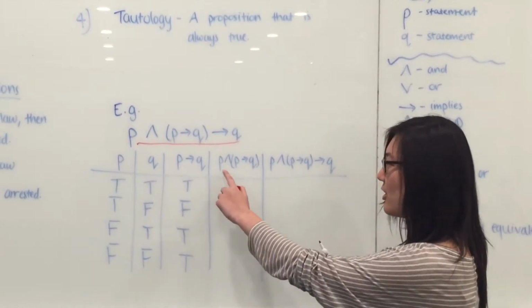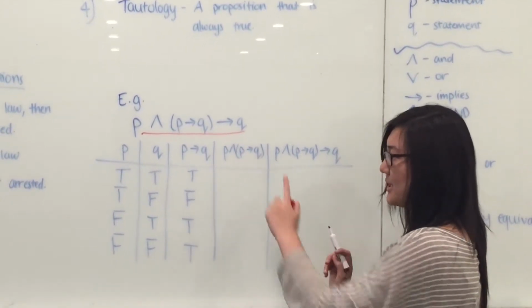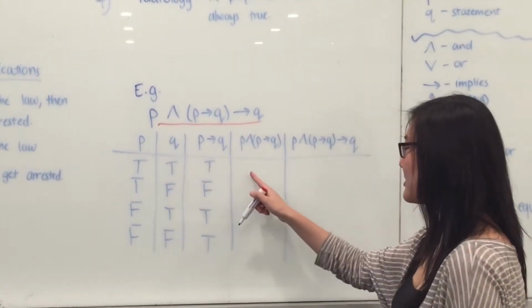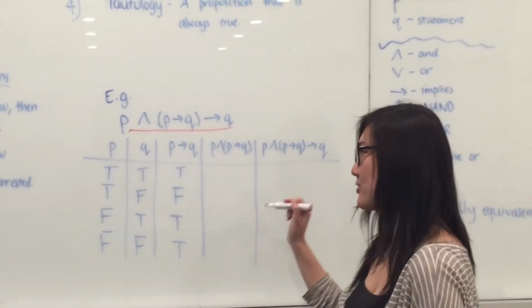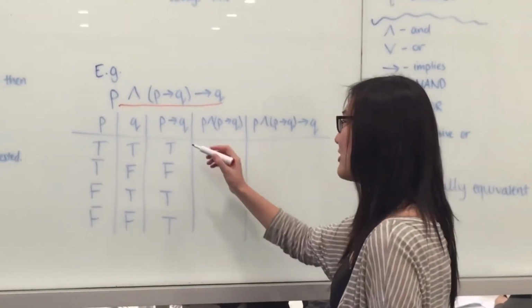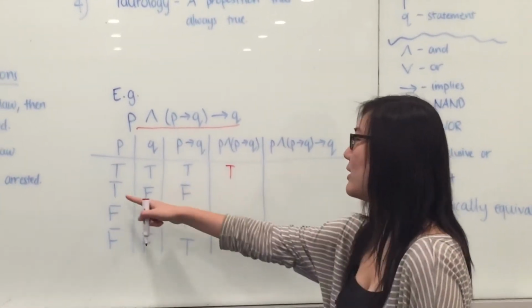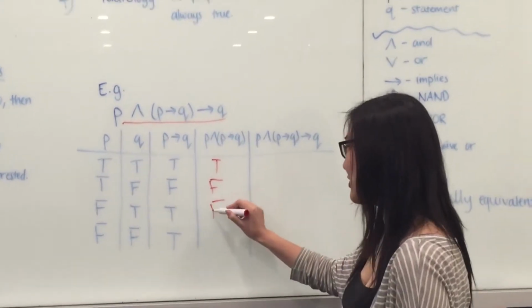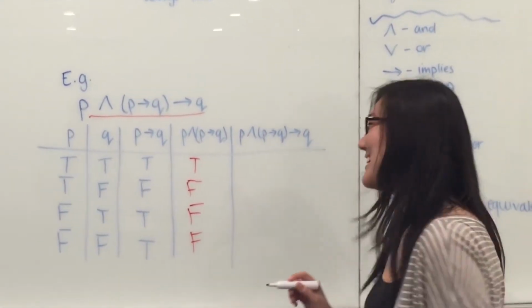So now continuing on, we have P and P implies Q, which is these two. If it's and, it's only true if both are true. So the first one will be true. The second one, there's a false, so it will be false. The third one and fourth one are also false, so it will also be false here.